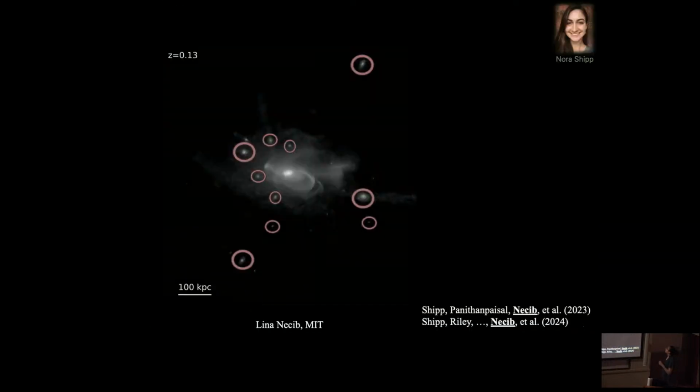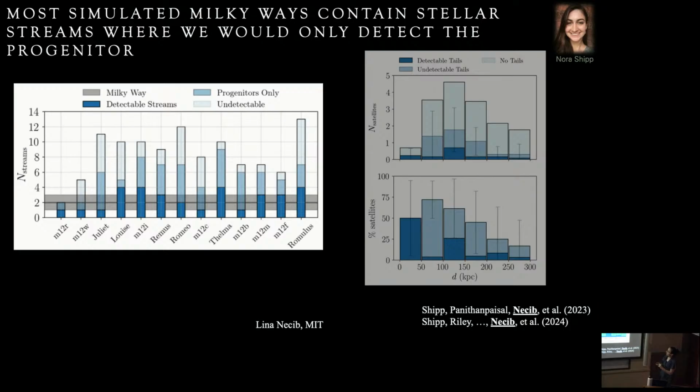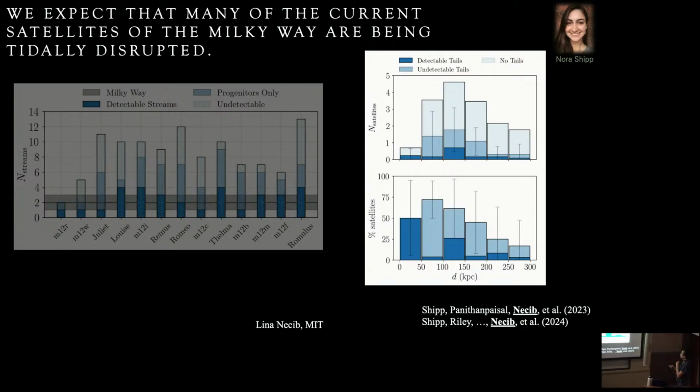Indeed, my former postdoc, Nora Ship, who is now an assistant professor at University of Washington, has looked into this and put on LSST glasses to figure out exactly what you would expect from LSST. There are lots of plots here, and I don't think I have enough time, so I'll go quickly, but basically she found that a lot of the satellites can have undetectable tails. So you are only looking at the progenitor, you think it's a satellite or a galaxy, but it's actually being tidally disrupted and it's a stream.